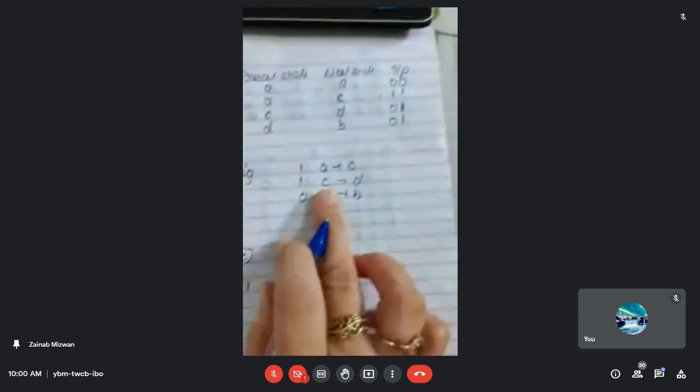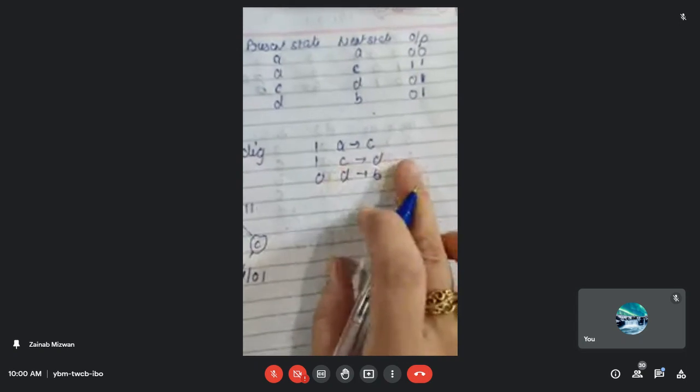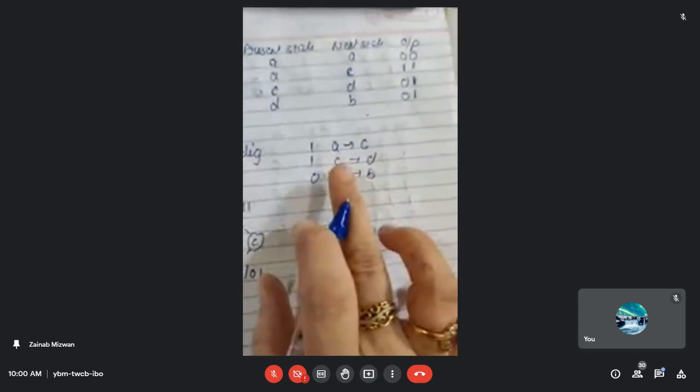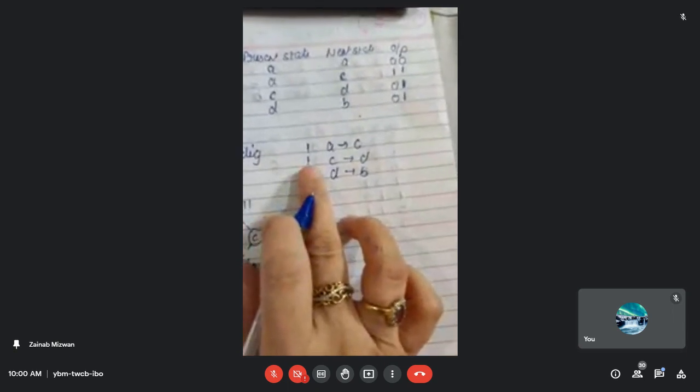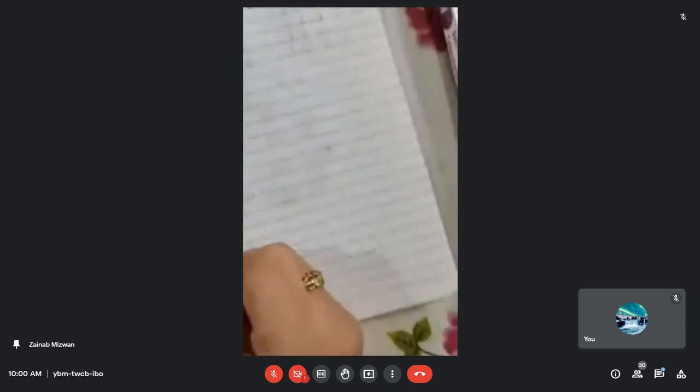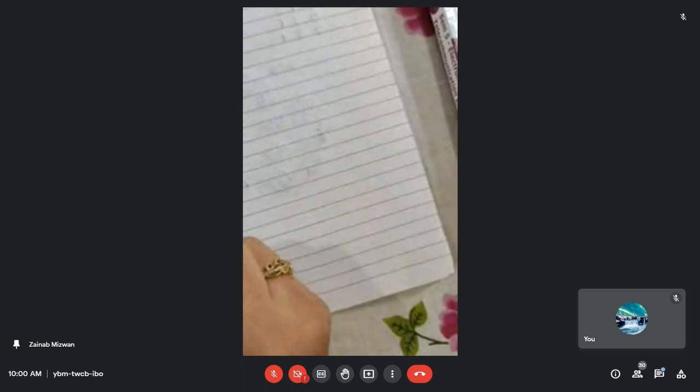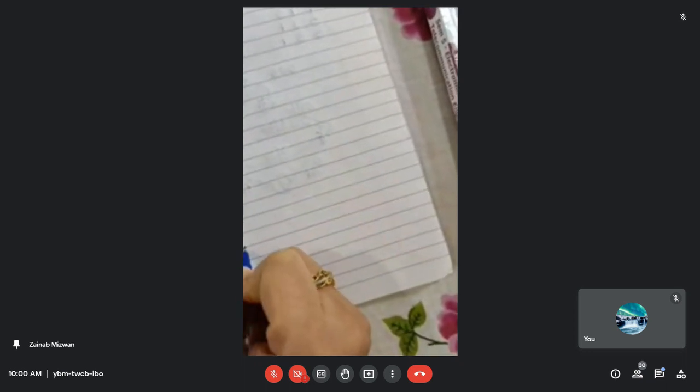But here what we are doing is we are going from state C to the state D. So when the input is 1, what we have to do is we have to move from the state C to D. But again, if your input is 1, then what we have to do is we have to move in the downward direction.